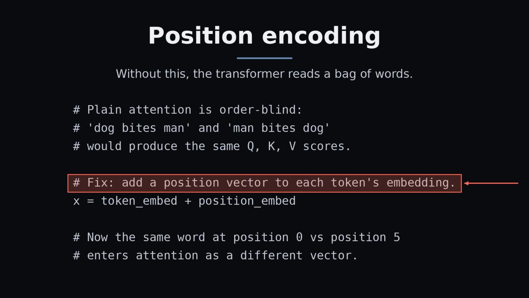There's one thing missing. Plain attention has no idea what order tokens come in. Dog bites man and man bites dog would produce identical attention scores, which would be a disaster. The fix is position encoding.